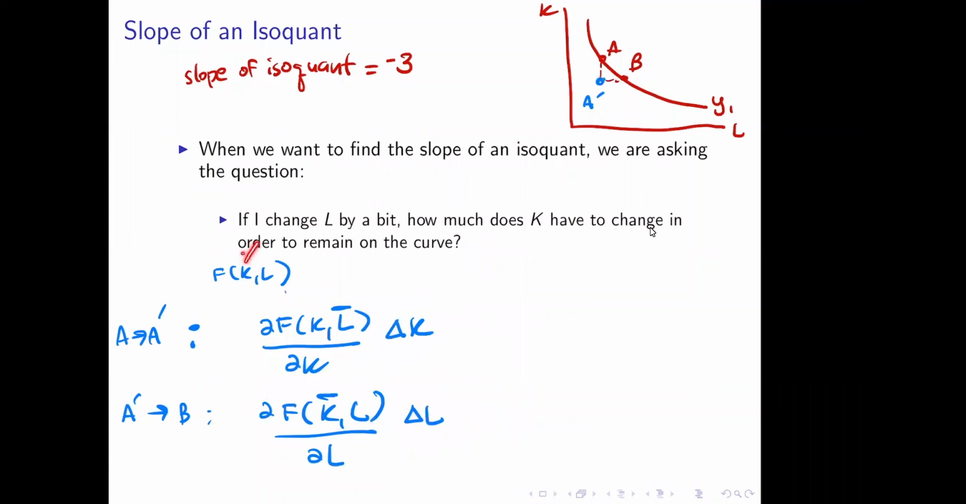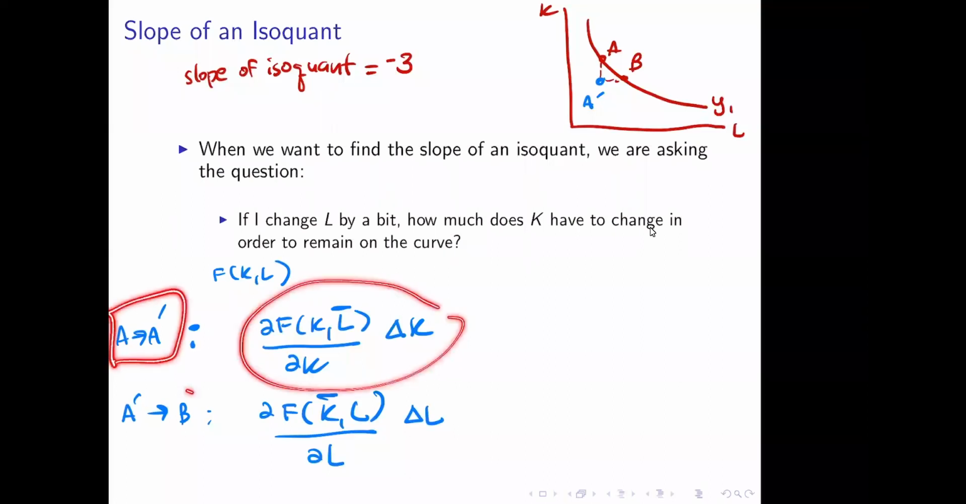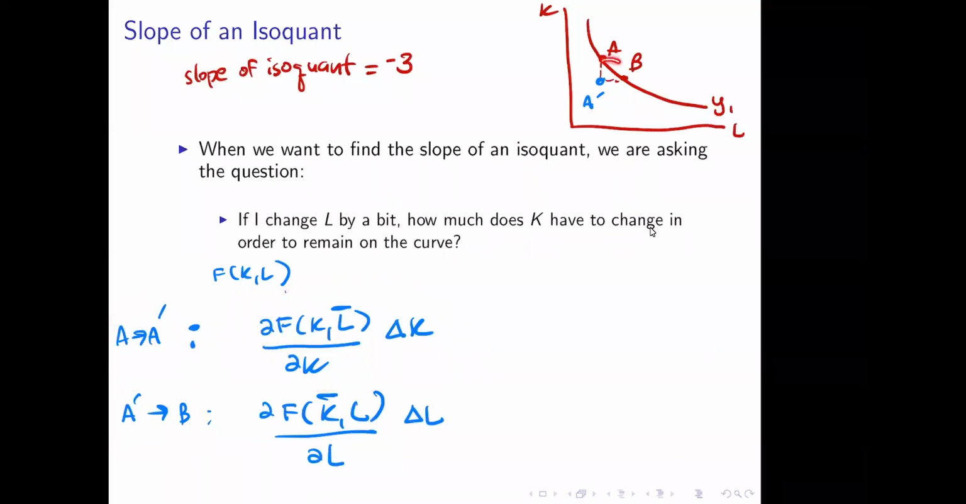Now we want to combine the effect of both the K and L change. We consider each scenario where we hold one variable constant and only let the other variable change. So when we combine the effect of A to A prime and A prime to B, A to A prime plus A prime to B is the total effect from A to B.